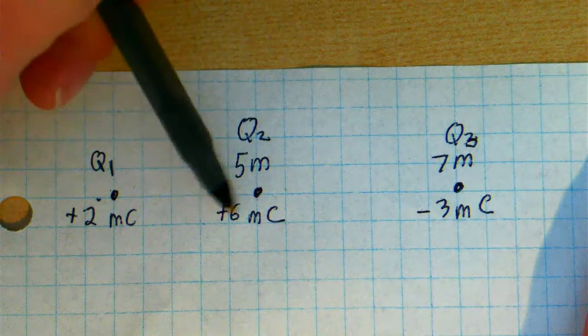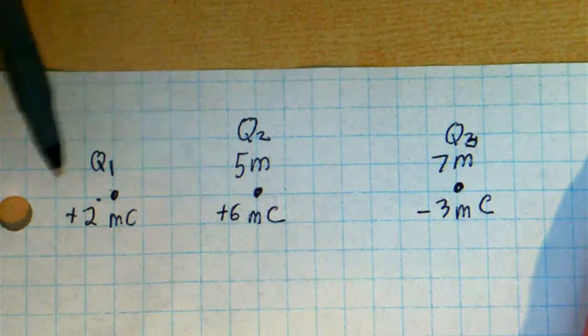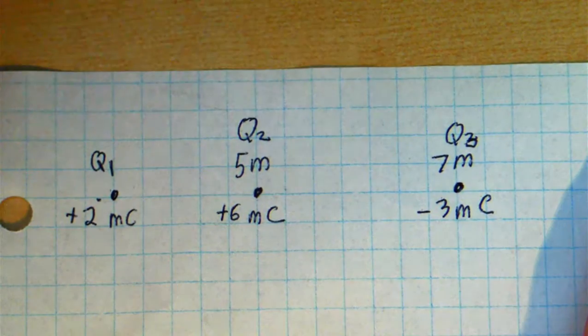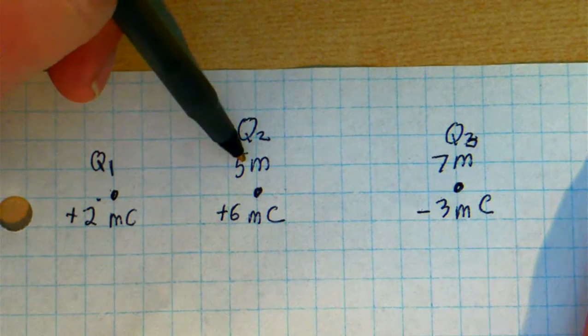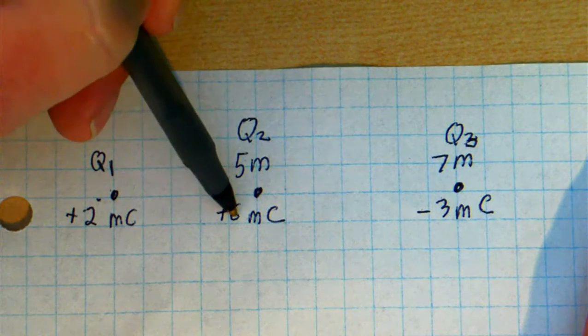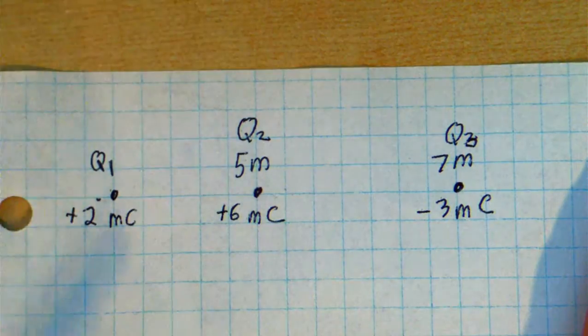And even though I wrote these to 1 sig fig, let's calculate it to 3 sig figs for all the values. So 5.00 meters, 6.00 millicoulombs, and so forth.